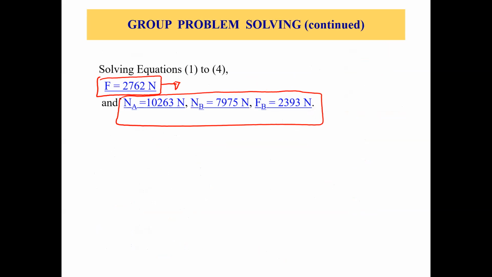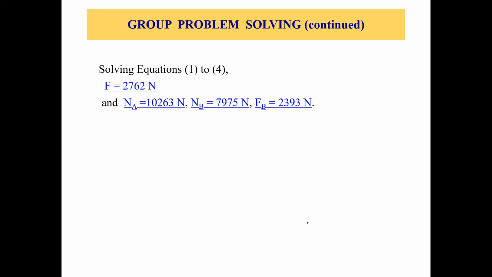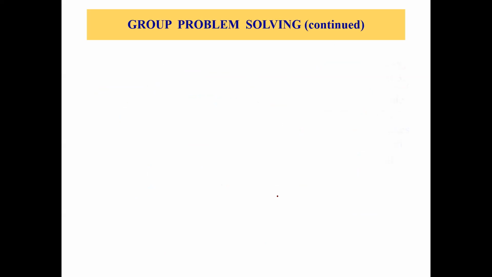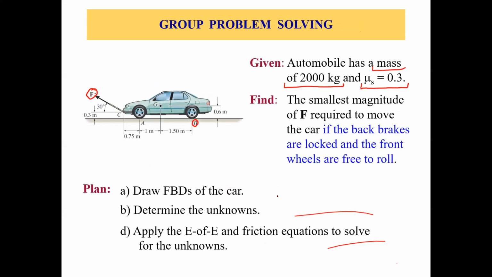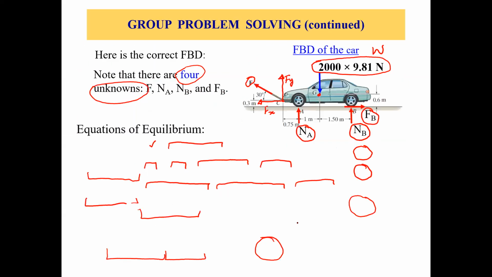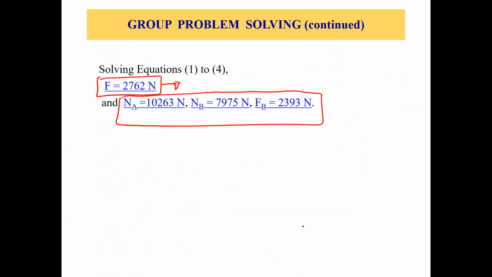But the main thing is F, which is 2,762 newtons. If you go back and look at what was required, we were to find the smallest magnitude of force F required to move the car if the back brakes are locked and the front wheels are free to roll. So this is what we have found here: F equals 2,762 newtons. If we apply this force, then the car will start moving, just after the point of impending motion.